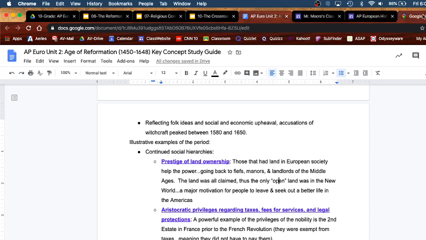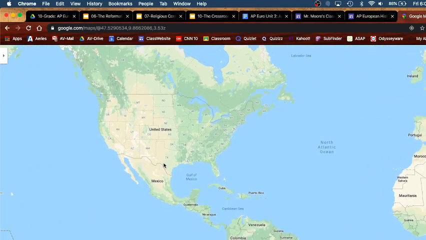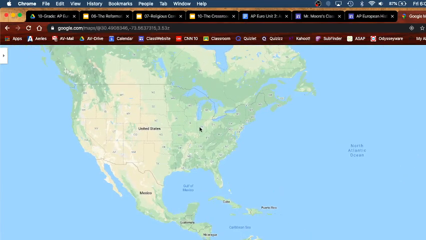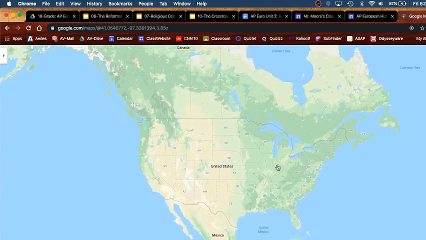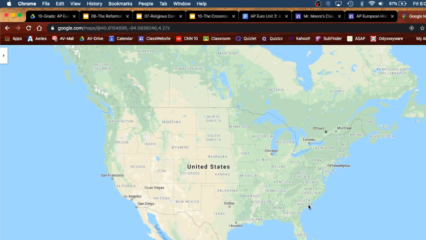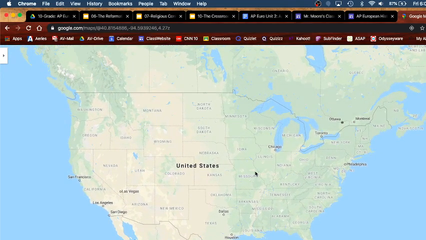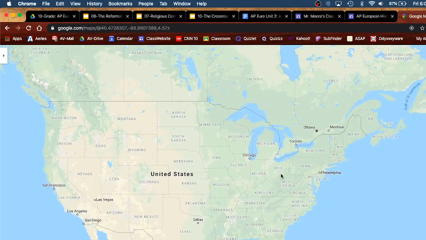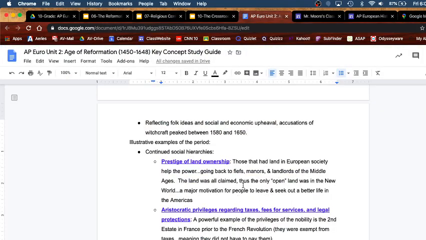Even when the United States was first founded, the only people who could vote in the early United States: women couldn't, misogyny. Blacks couldn't, right? That's social hierarchy. But even white men could not vote unless they owned land. So we see that there are different distinctions even in the United States when it was first being formed.